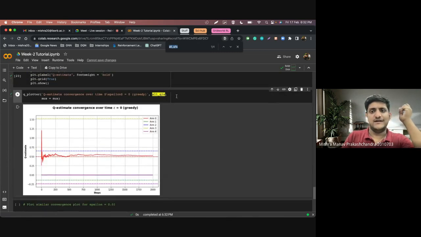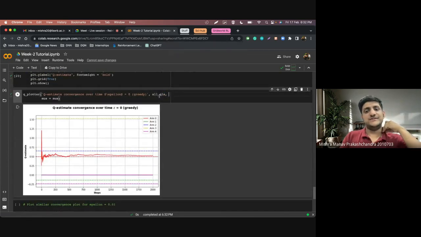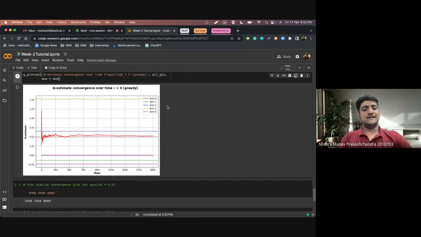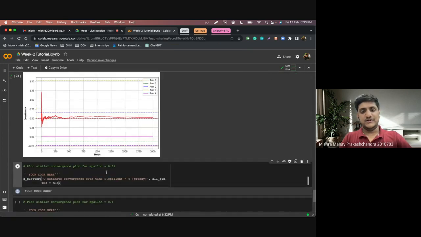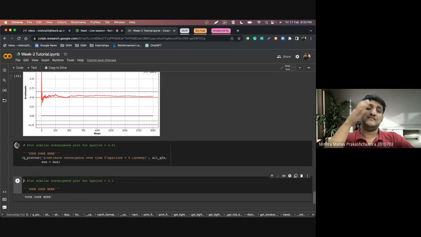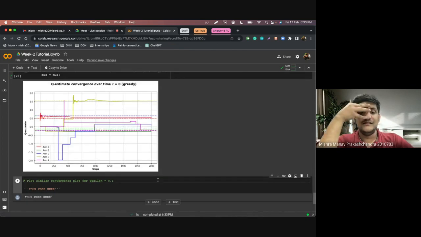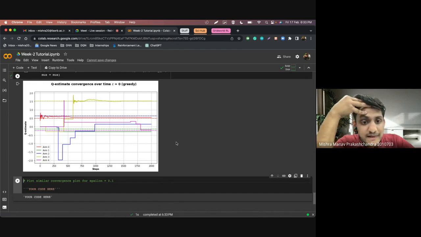So here for my epsilon equal to zero, I have plotted all Q1s. So for epsilon equal to 0.01, I just copy this and change it to all Q2s. Okay, so you see it gives me something.